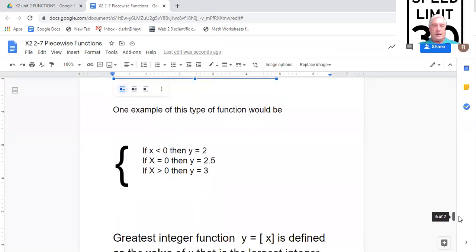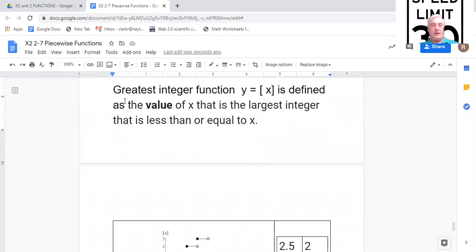One example of this type of function would be when x is less than 0, we go to 2. When x is equal to 0, we go to 2.5. And when x is greater than 0, we go to 3. This would be a step function. It would look like one set of stairs: 2, a dot at 2.5, and then another stair at 3.